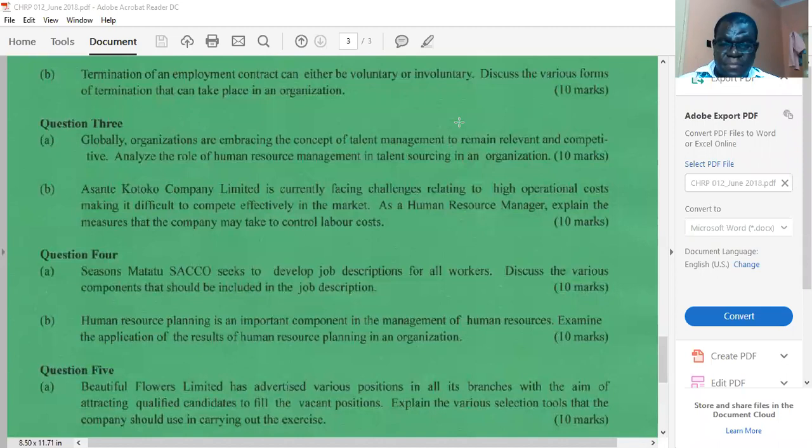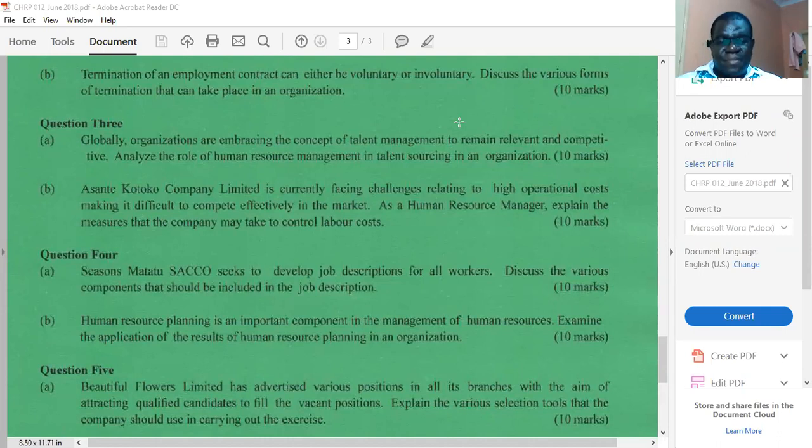Bobby? Human resource planning is an important component in the management of human resources. Examine the application of the results of human resource planning in an organization. Into which areas do you apply the results obtained through human resource planning? Areas where you use the information obtained through human resource planning. How is human resource planning useful to the organization? In which areas?